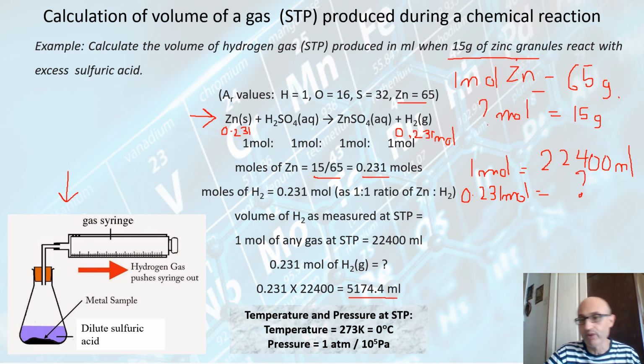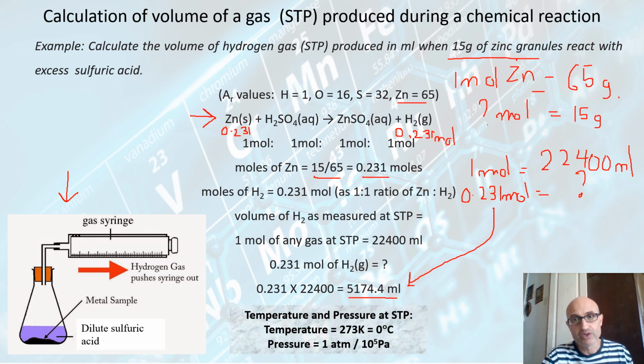So clearly, the volume of hydrogen gas will be less than 22,400 mils. It will be about 1/5 as much. And when you calculate that, using that calculation right here at the bottom, it works out to be a volume of 5174.4 mils of hydrogen gas as measured at STP. So that's the solution.